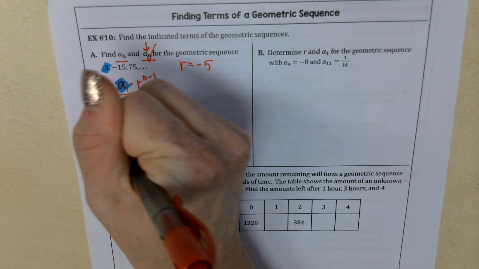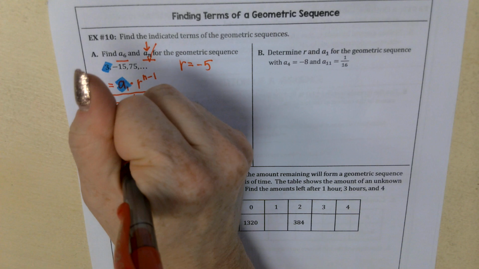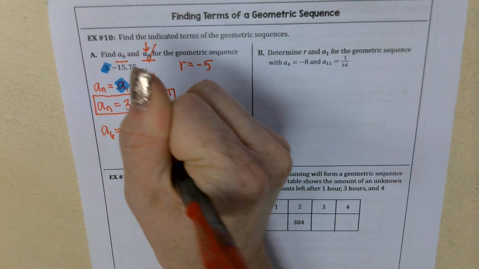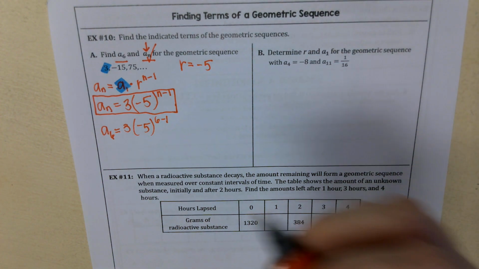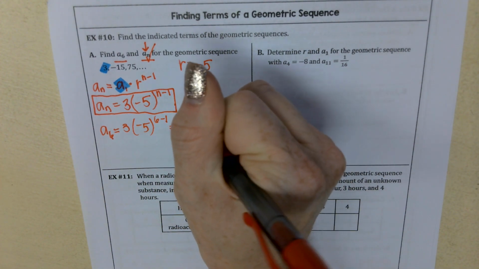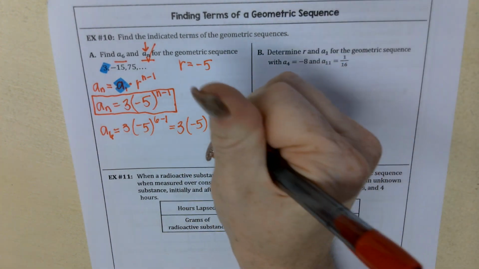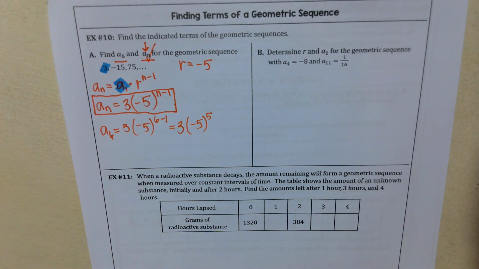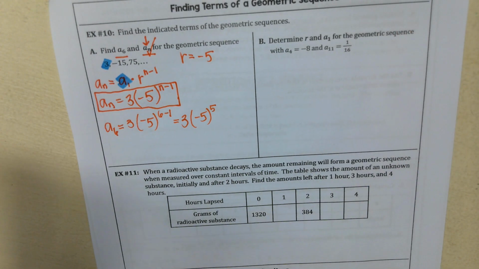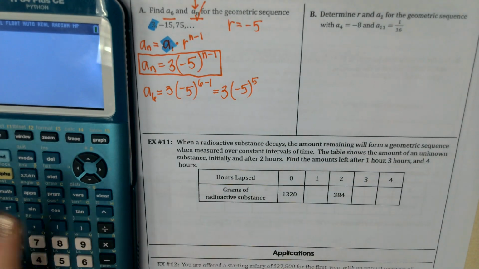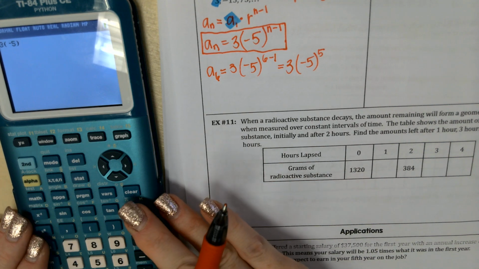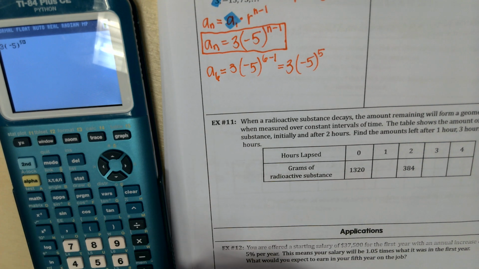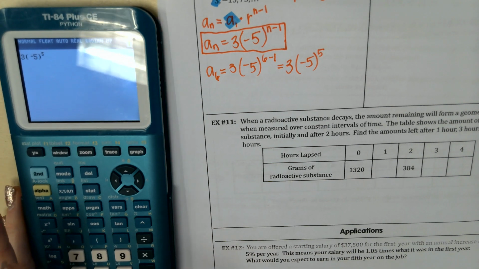Now I'm asked to find the 6th term. So 3 times negative 5 to the 6 minus 1 power. If I simplify this, this is 3 times negative 5 to the 5th power. Okay, so I'm going to grab my calculator. I don't expect you to do this without one. I have 3 times negative 5 raised to the 5th power. Everybody type this in, please.